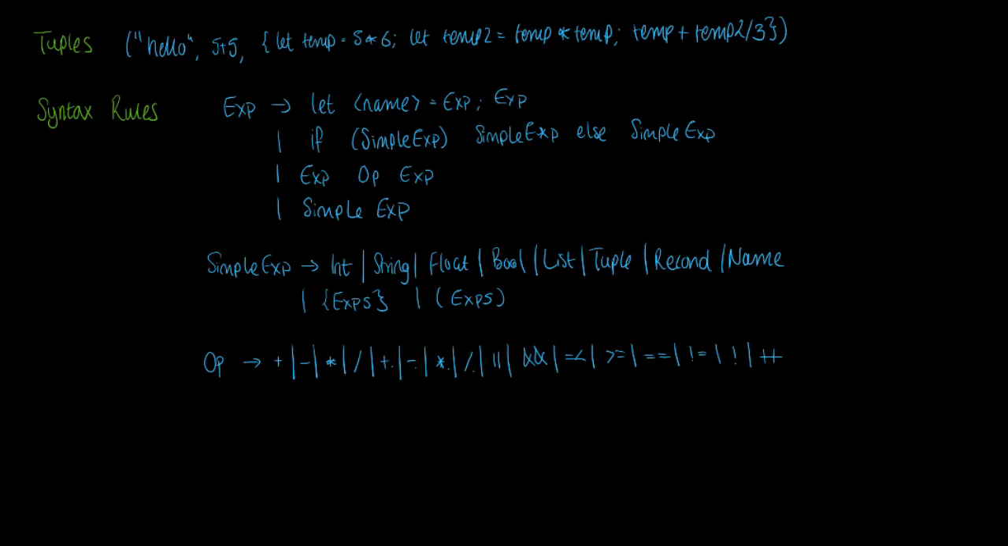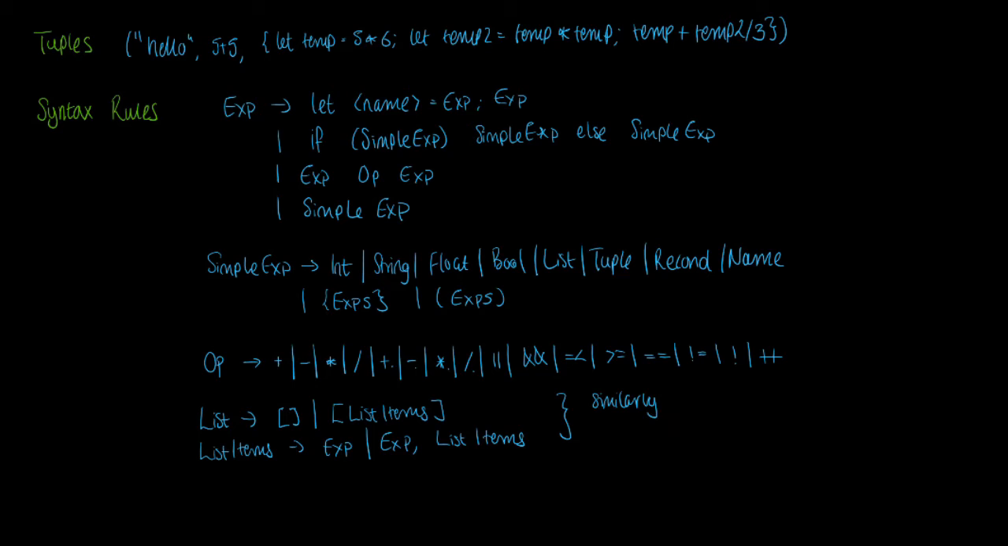A list can also be part of the rules for the syntax. We could say a list is either empty, with just the 2 square brackets, or it's got a bunch of list items inside of it. Whereas a list items is either just an expression on its own, or it's an expression followed by a bunch more list items. We can have a similar rule for tuples as well, where we replace the square brackets with parentheses.